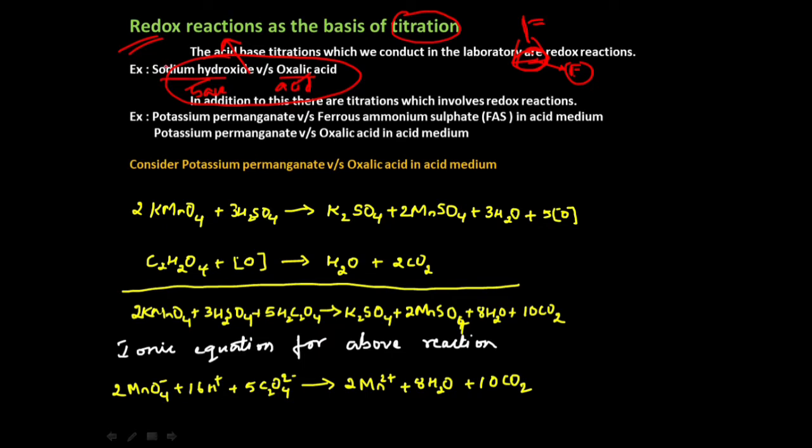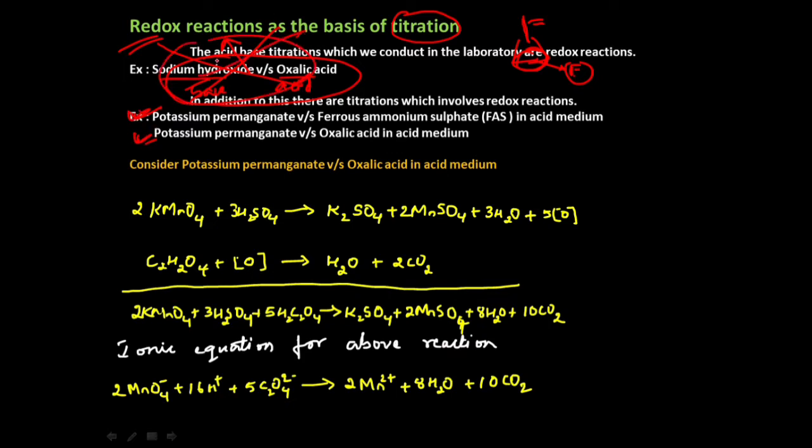But in your syllabus they have mentioned two different titrations, that is potassium permanganate versus ferrous ammonium sulphate and potassium permanganate versus oxalic acid. Okay, so we will study how the redox reactions are taking place in these titrations. We are not going to see how the redox reaction takes place in the sodium hydroxide and oxalic acid titration. Instead we will see these two examples.